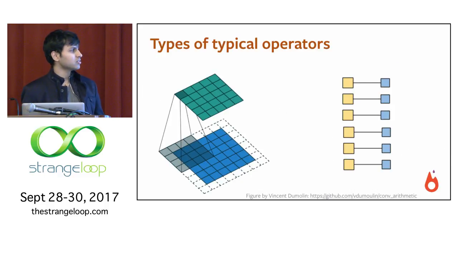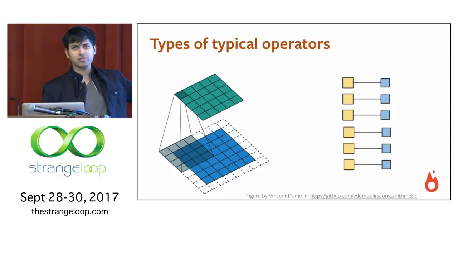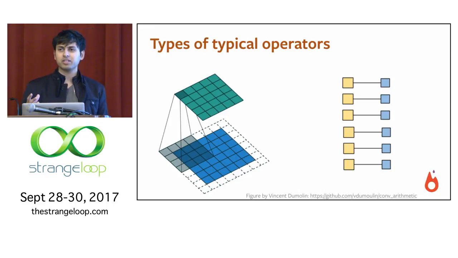Other operations similar to convolution are called pooling, where you take a window and look at it, but instead of doing a multiplication, you can do other kinds of operations, for example, averaging or taking the max element in the window.